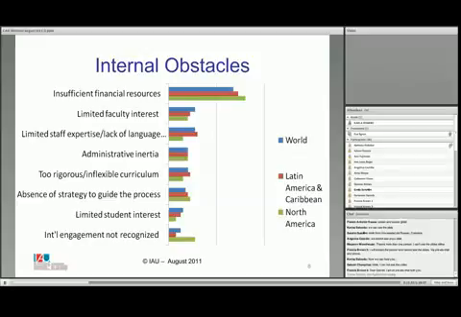Again, I also note, for example, that, and this was the case in other regions as well, the inflexibility of curriculum was cited quite frequently in, for example, Asia and Latin America. So looking at these internal obstacles, particularly the ones that can be overcome, I think is an interesting possibility when developing policy.